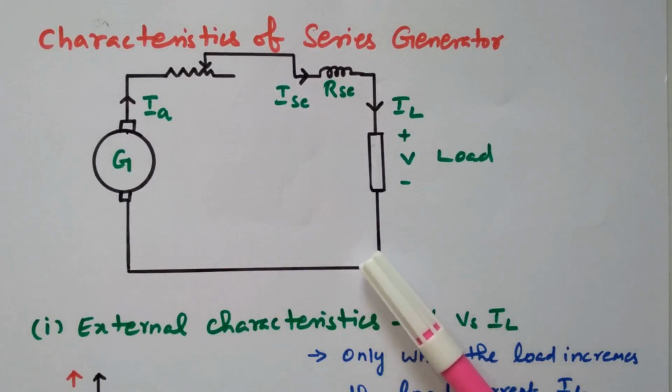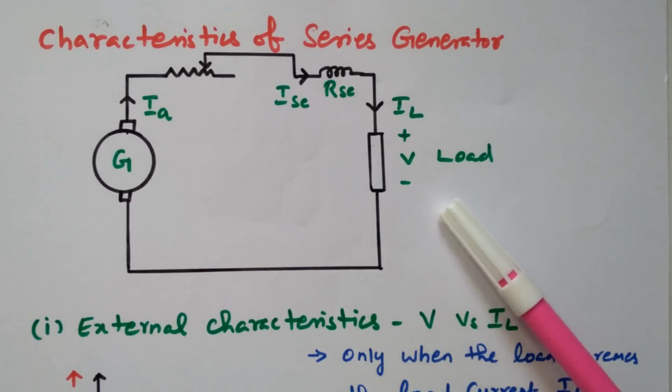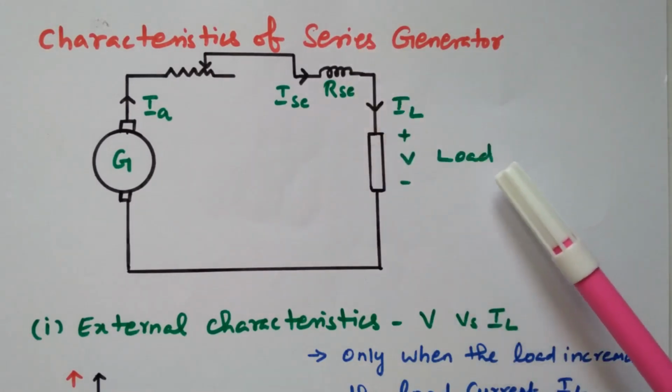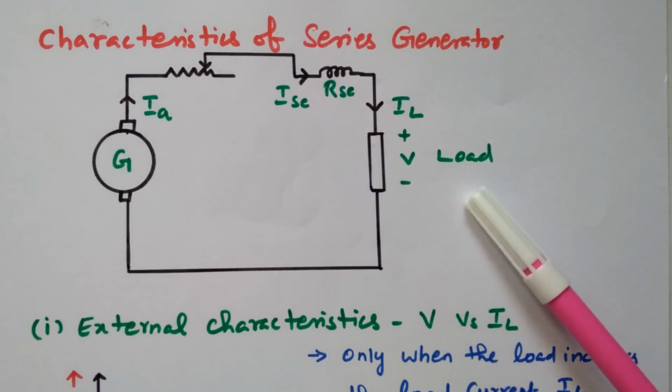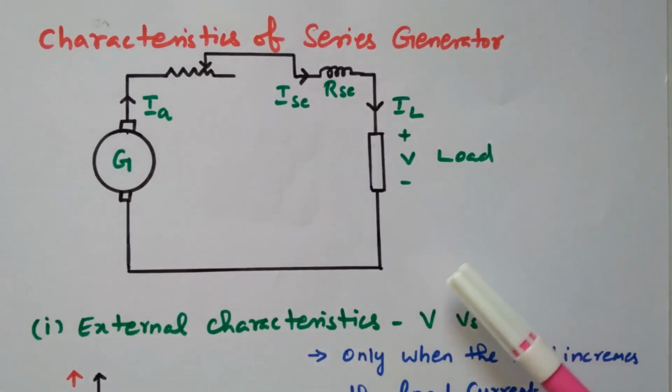Now we'll see the characteristics. There are three different characteristics available: no load characteristics, external characteristics and internal characteristics. But a series generator always starts with the load, so there is no no load characteristics available. Directly, only the external characteristics is available.